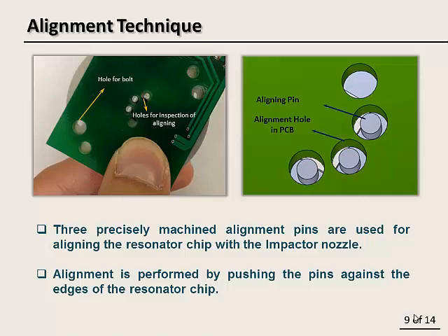How do we align the sample to the microscale resonators with the orifices? As I said, we have these precisely diced MEMS chips. By pushing the edges of these chips against these 3 pins, the microscale resonators can be exactly aligned underneath the orifices of each stage.